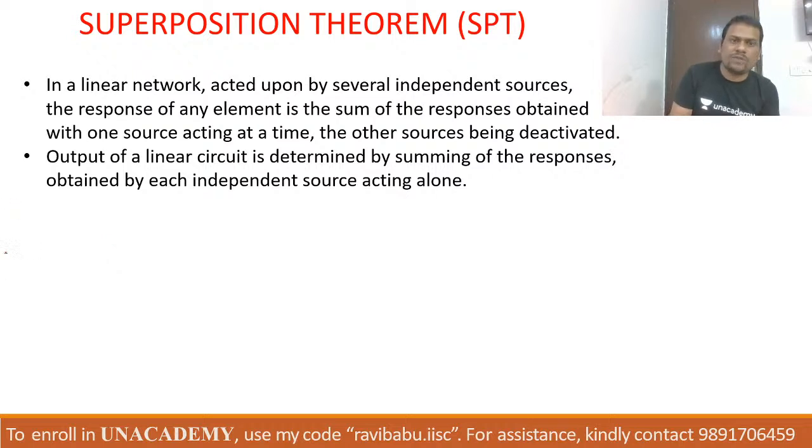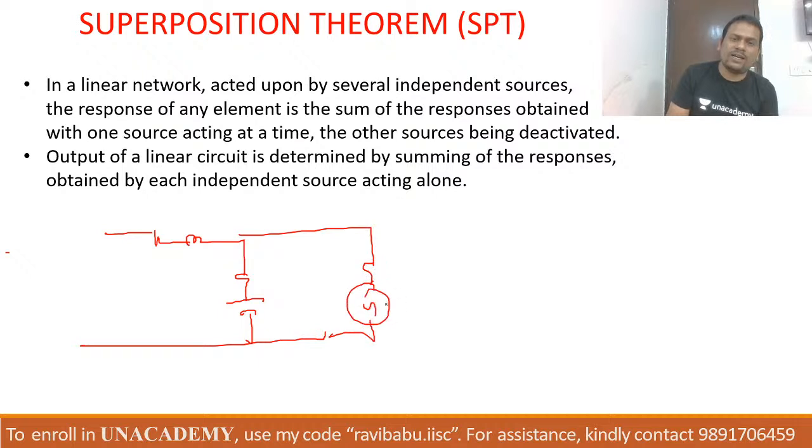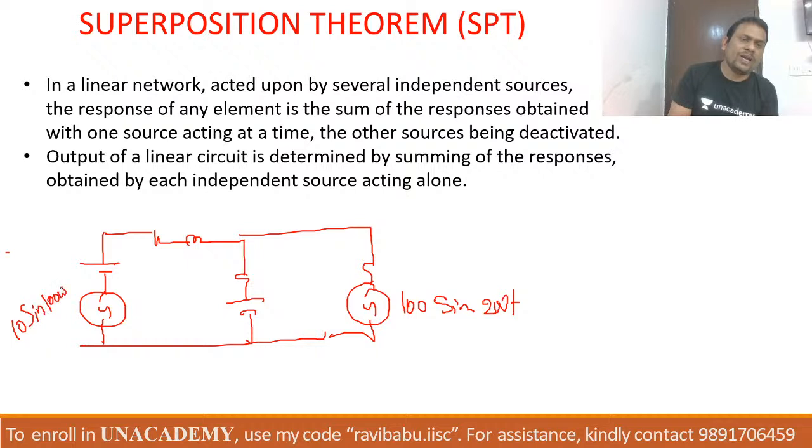Now I want to take one example for better understanding of why we cannot use other theorems to handle circuits operating at different frequencies. Here I want to draw some RL, some RC, and apply a voltage supply, roughly 100 sin 2 omega t. Here we have a DC supply of roughly 15 volt, and another supply, 100 sin omega t.